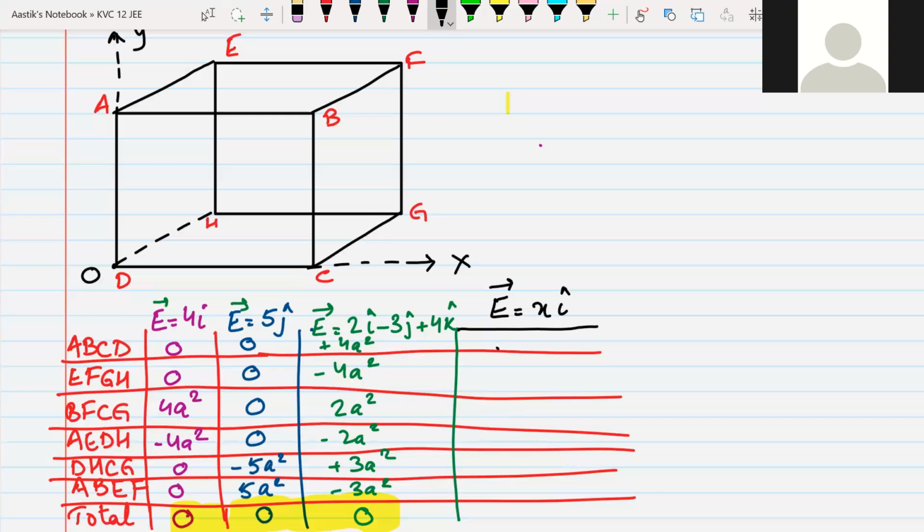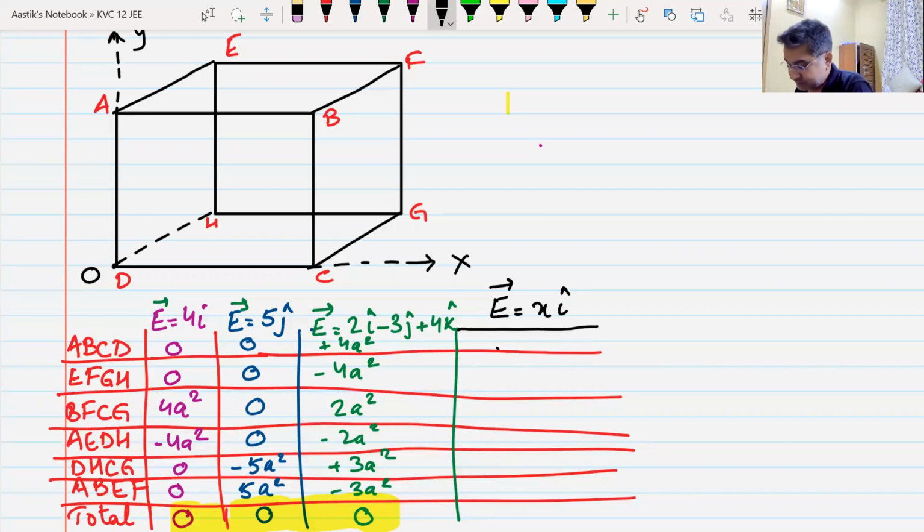One more minute is left. Everyone is ready with their answers? Yes or no? 15 seconds. Third one and fourth one, sir. Everyone got the answer, sir? So let me now give you my answer: x square a square by 2 minus x square a square by 2.